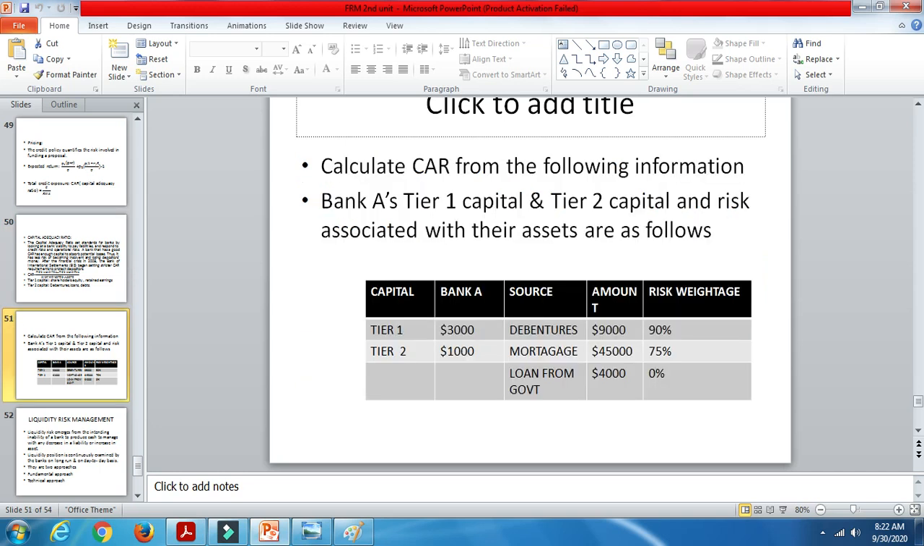Let's do a problem on this. Calculate CAR from the following information. Bank A's tier 1 capital and tier 2 capital, and the risk associated with its assets, are as follows. Tier 1 is $3,000, tier 2 is $1,000. The risk weighted assets are debentures $9,000, with a risk weight of 90%; mortgage $45,000, with a risk weight of 75%; and loan to government $4,000, with a risk weight of 0%. So let's do this problem.